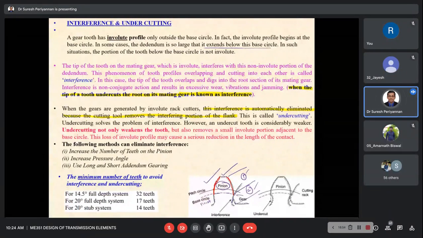Now after some duration of rotation, because of mating teeth from the pinion and gear, or mating teeth from two gears, undercutting is going to happen. Now the interference is removed because the material is removed. Finally, after some 25,000 revolutions, for example, the gear tooth profile is going to change like this.